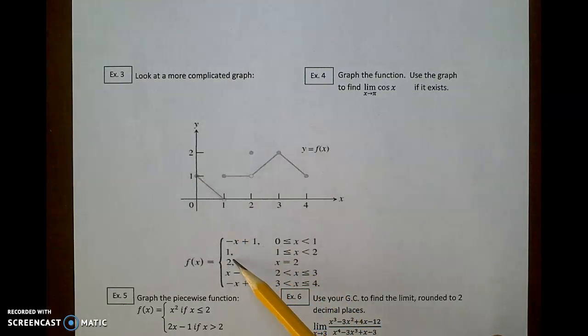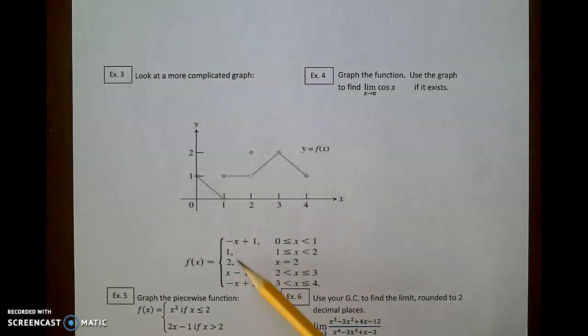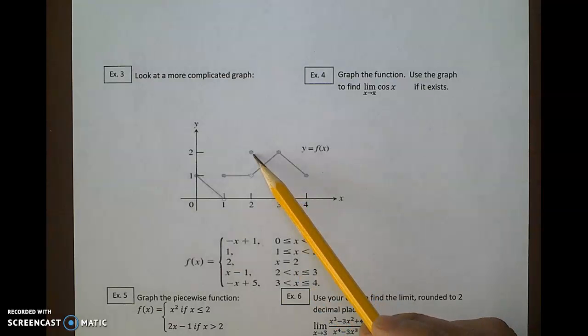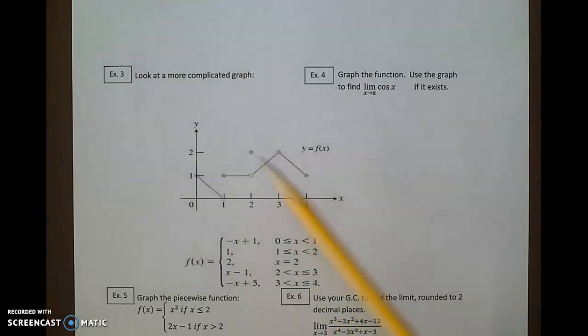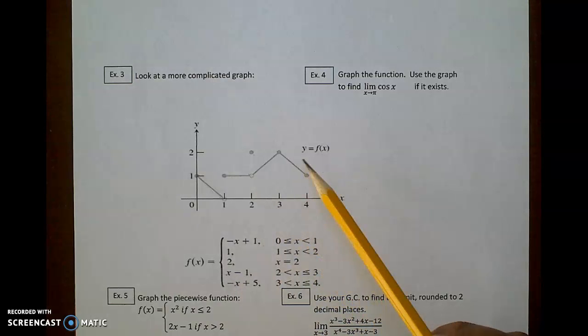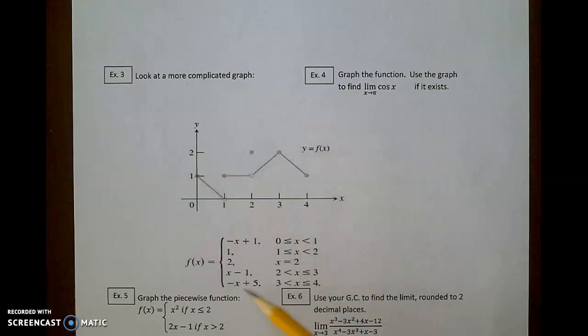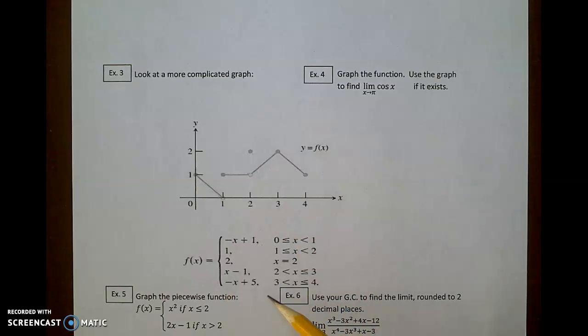For this one, it's going to be a function that graphs a horizontal line. This one, it just graphs the one point. Here again is another linear. X minus 1 is going to be from 2 to 3. It's going to be this part of the graph. And the fifth piece of this piecewise, negative x plus 5, is this part of the graph. The input values of 3 to 4.